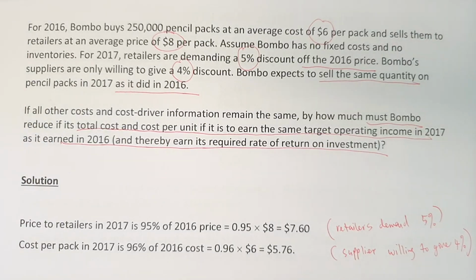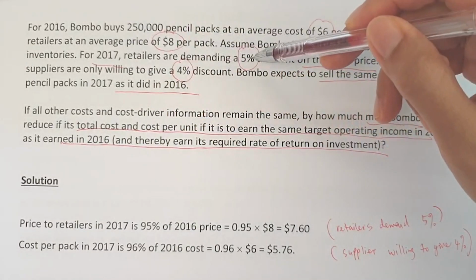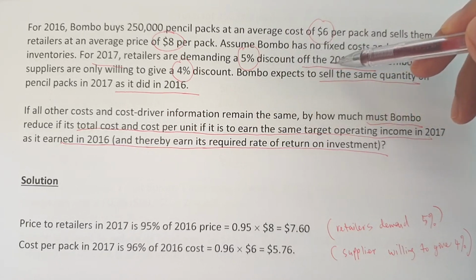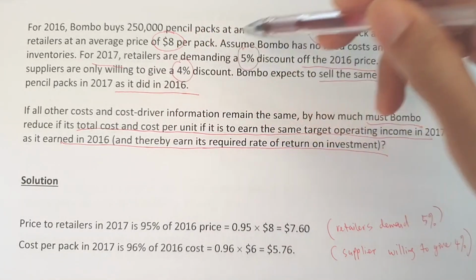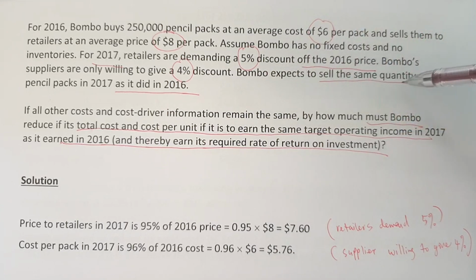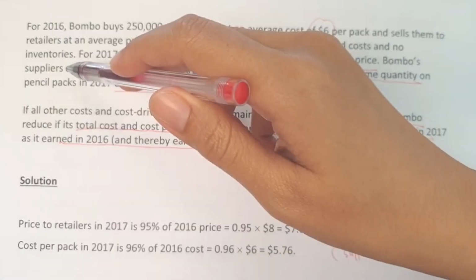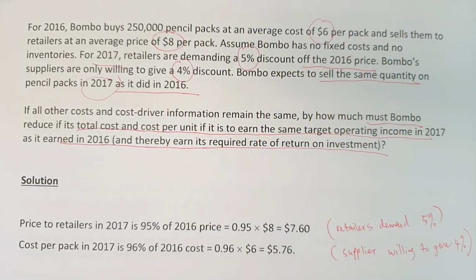Okay, now the new information comes. For 2017, retailers are demanding a 5% discount off the 2016 price. Bombo's suppliers are only willing to give a 4% discount. Bombo expects to sell the same quantity of pencil packs in 2017 as it did in 2016.